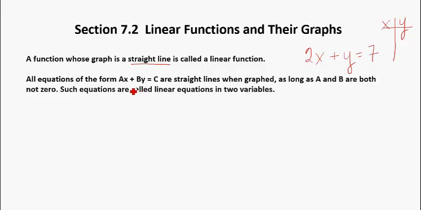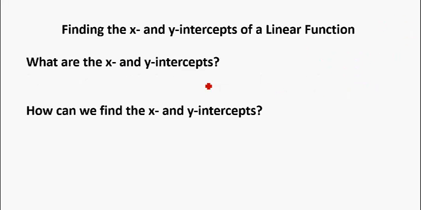All equations of the form ax plus by equals c are straight lines when graphed, as long as a and b are both not zero. Such equations are called linear equations in two variables. If we take a linear function, we can find our x and y intercepts. So first, let's talk about what the x and y intercepts are.